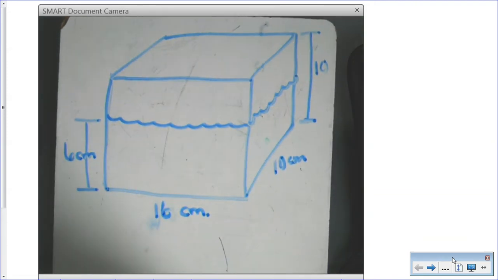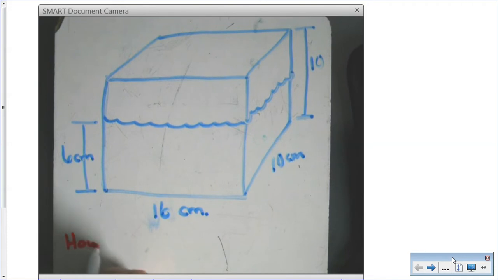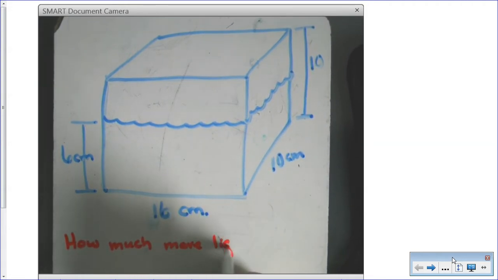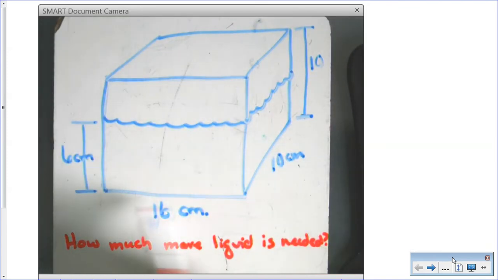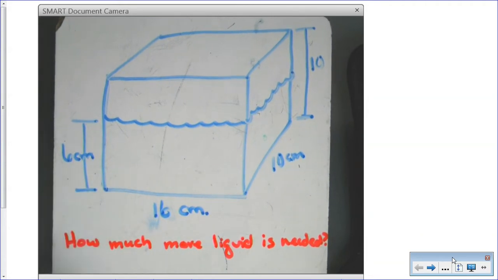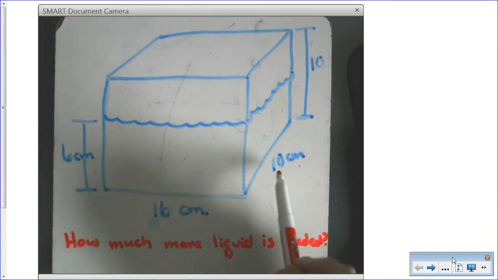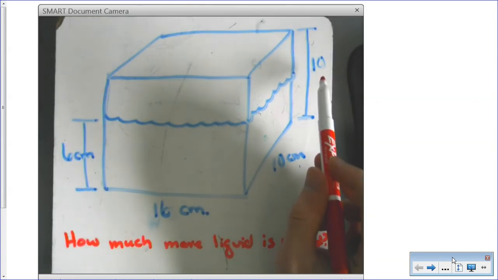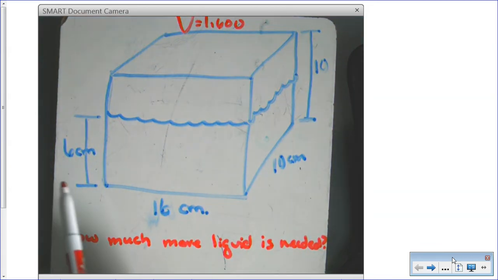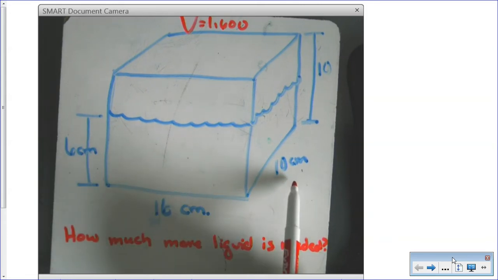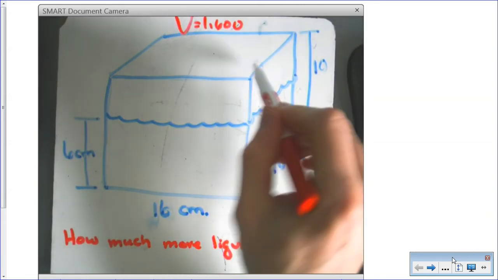Finally, we'll take a look at this problem over here. Now, this tank is filled up to 6 centimeters high, and we want to know how much more liquid is needed. So the total tank is 10 centimeters high. It's 10 centimeters wide and 16 centimeters long. There are two strategies that I could use to get my answer here. One of them is to find the volume of the entire tank, which would be 16 times 10, which is 160, times 10 is 1,600. So my full volume is 1,600. And then I have to find the volume of my water over here, which would be 16 times 6 times 10. Then I would need to figure out the difference and figure out what's missing here.